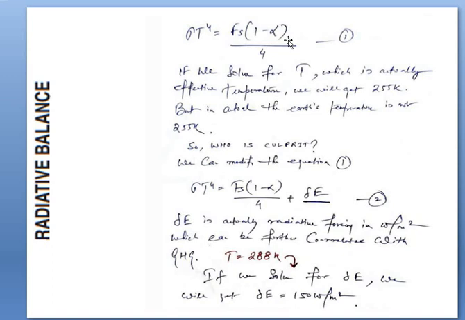So we need to add delta E in order to get the actual radiative forcing by putting the actual temperature as 288 Kelvin. Now if you solve this by putting T as 288 Kelvin, and sigma, Fs, albedo are constant, you will get the value of delta E as 149.98 watt per meter square, approximately 150 watt per meter square. So delta E is 150 watt per meter square. This radiative forcing is contributed to the earth by the greenhouse gas. This is the actual contribution by the greenhouse gas, right?